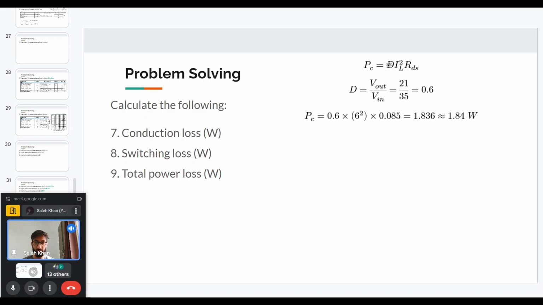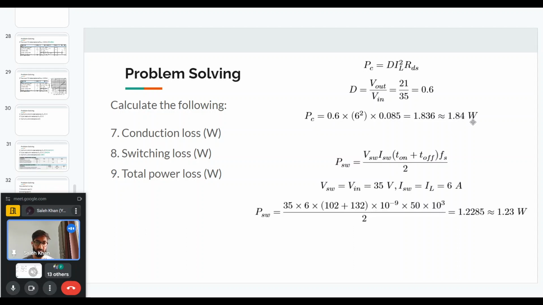So the duty here, we know the output voltage and the input voltage, so we can find the duty will be 0.6, and then we substitute all the terms in the first expression. So we'll get a conduction loss of 1.84 watts.